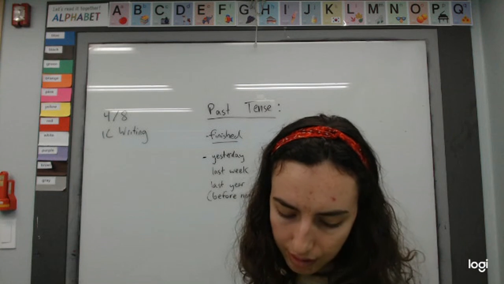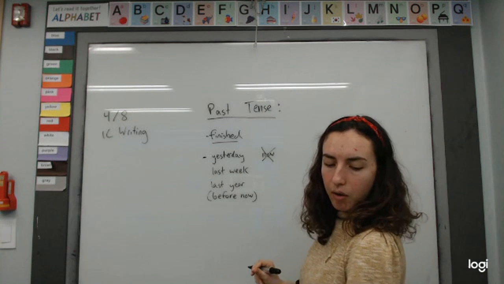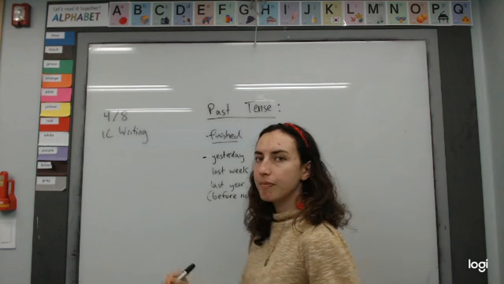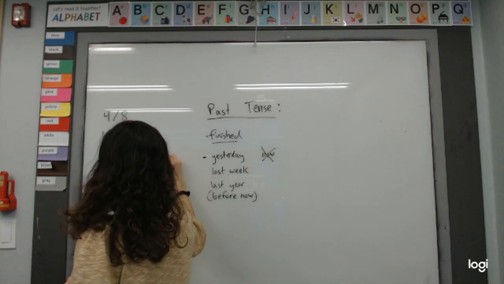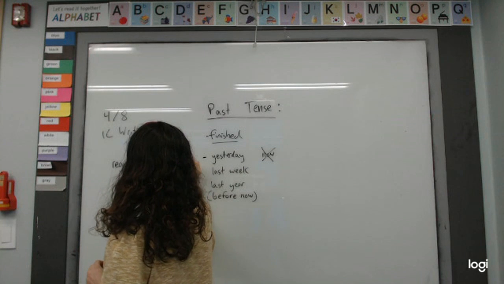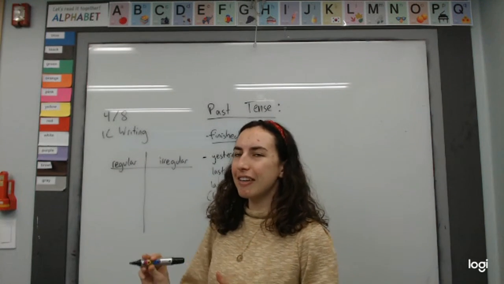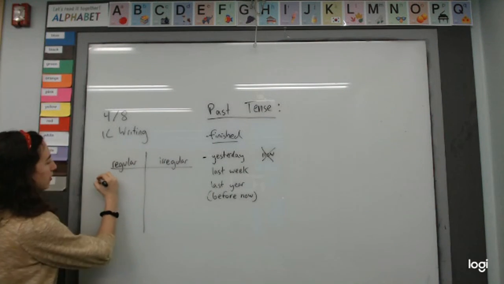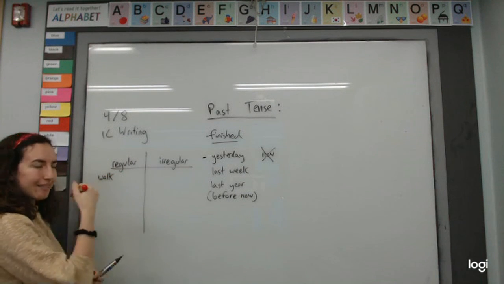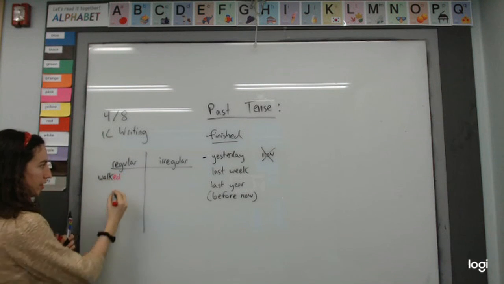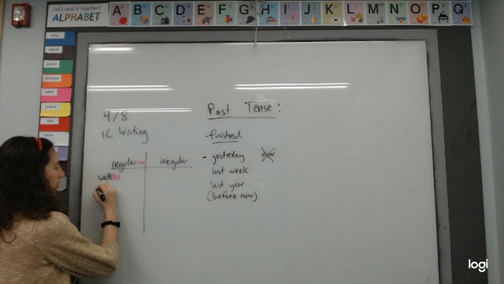When we make past tense, there are a couple of different ways to make it. We have regular past tense and irregular past tense. Making regular past tense is very easy. For regular past tense, we take the verb and we add ed. So for regular, we have plus ed. We have walk.